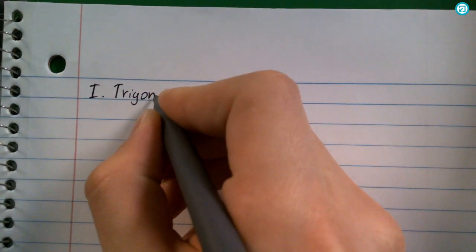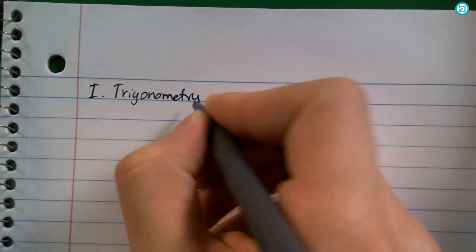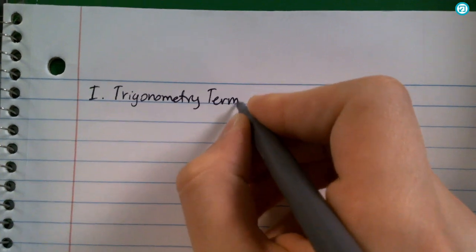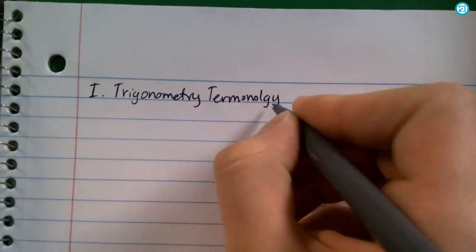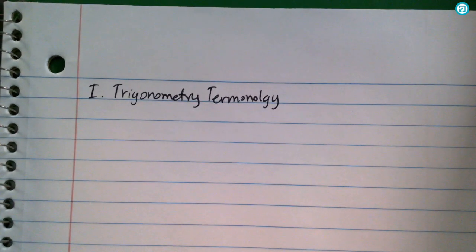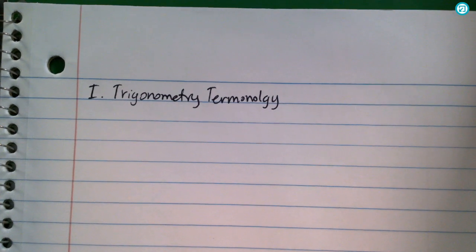All right, so we are talking about now trigonometry terminology under 6.3. So this is still 6.3 continued, and this is trigonometry terminology. Okay? So, trigonometry terminology. All right?